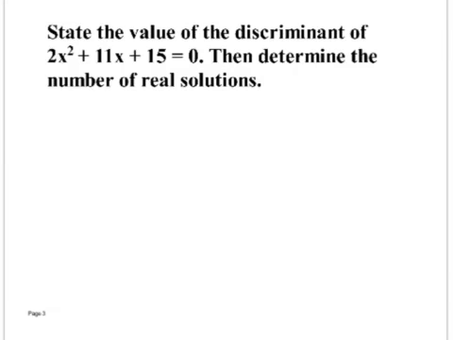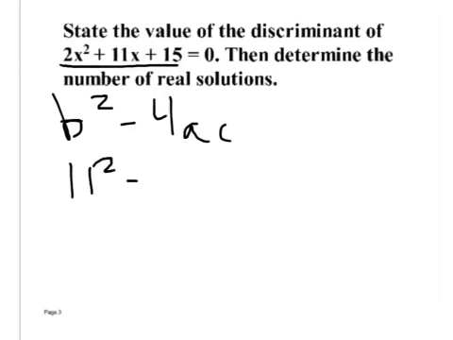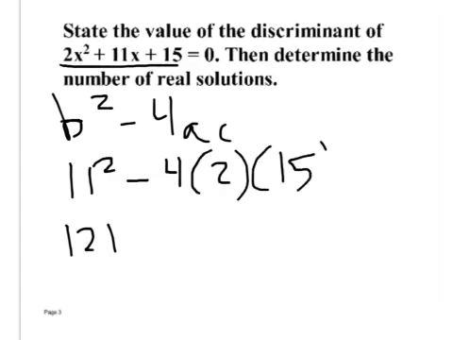Write down this. 2x squared plus 11x plus 15. State the value of the discriminant of 2x squared plus 11x plus 15. So I need to do b squared minus 4ac. Go for it, Shane. What's b squared? We're going to start out with 11 squared. That's 121 minus 4 times 2 times 15. If you multiply the 4 and the 2 and the 15, you will get 120.